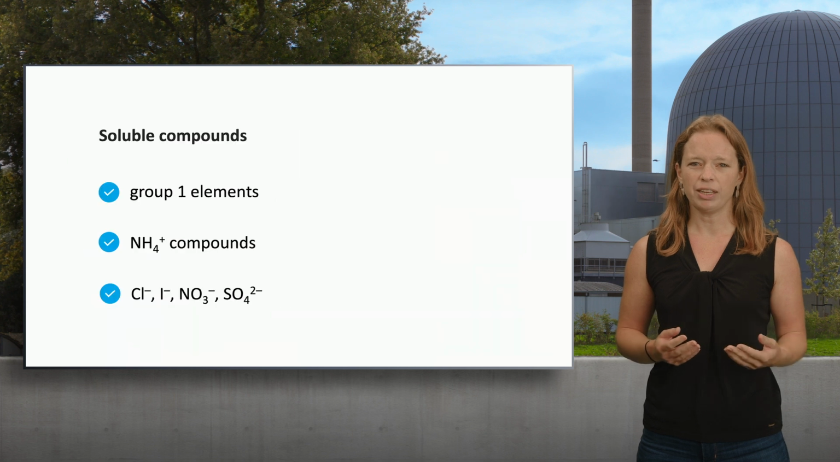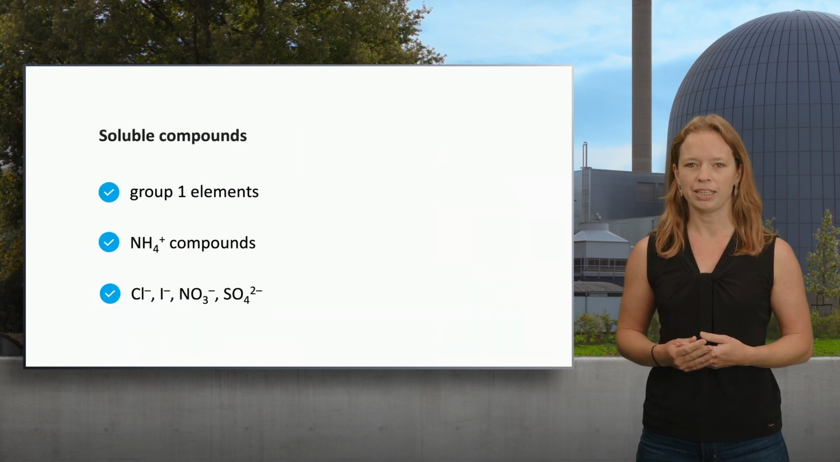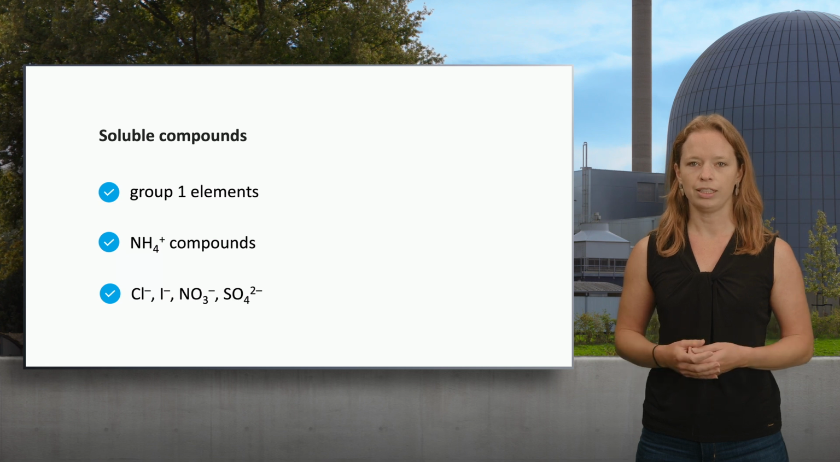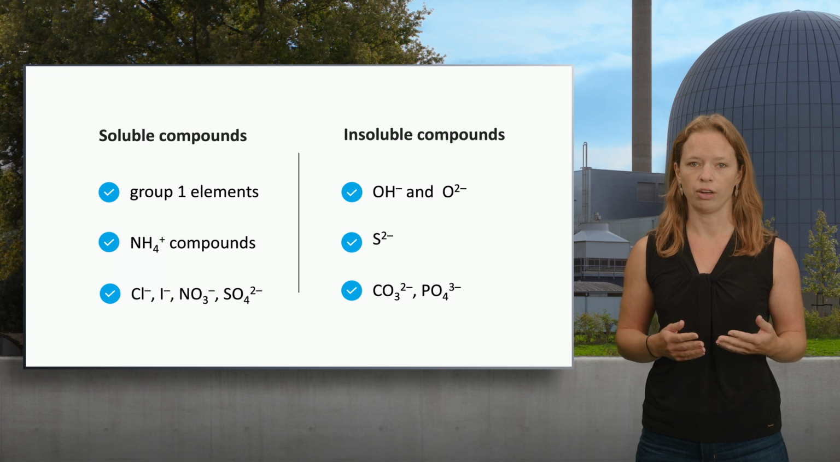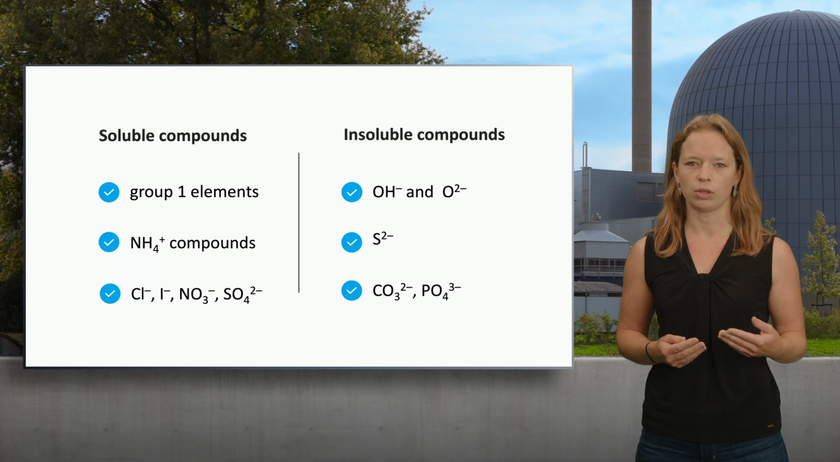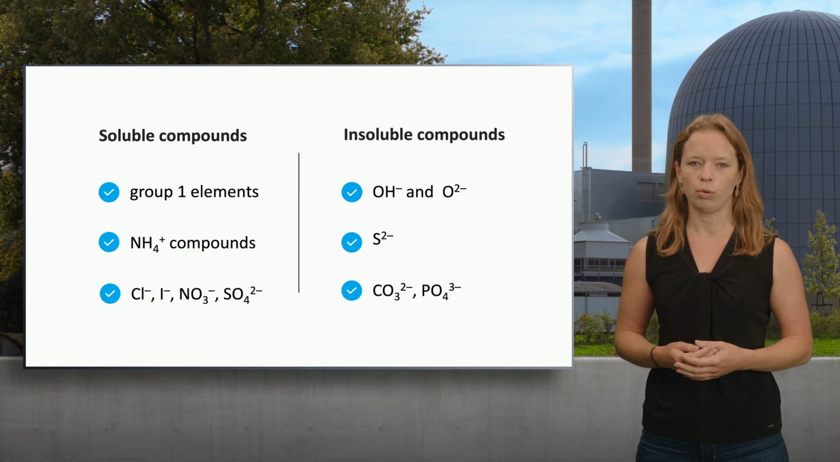You can get a bit of a feeling for whether or not a compound is likely to precipitate from the general trends in solubility. If your compound contains group 1 elements, ammonium ions, or chlorides, iodides, nitrates, or sulfates, it is likely to be soluble. On the other hand, if your compound contains oxides or hydroxides, sulfur, or if it's a carbonate or phosphate, then it's likely to be insoluble. These general trends will only give you an idea as to whether or not your compound might be soluble. If you want to know exactly to which extent your compound can dissolve, you need to look up its equilibrium constant.